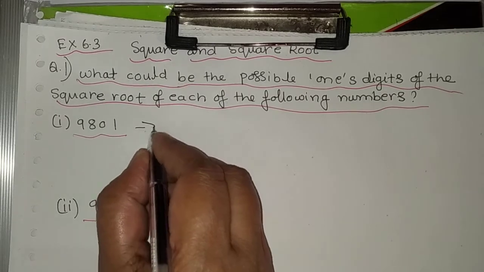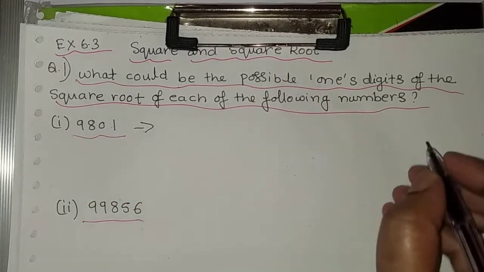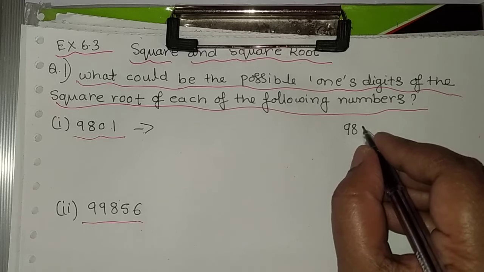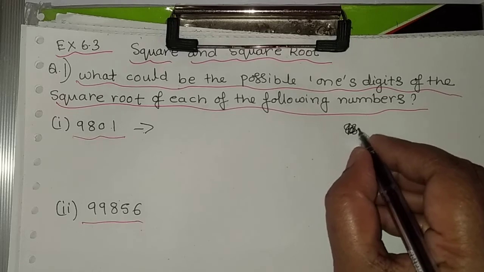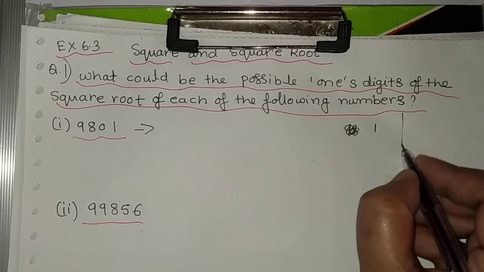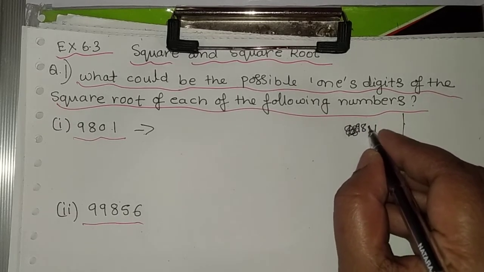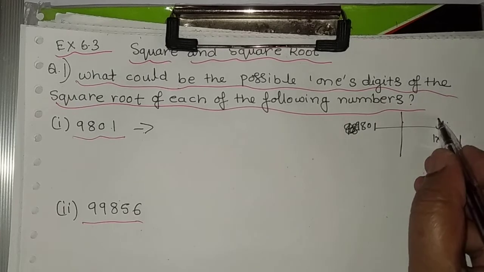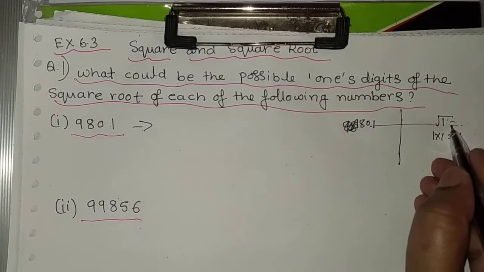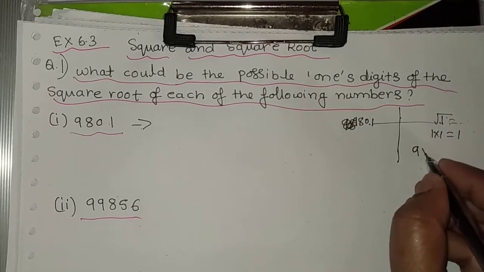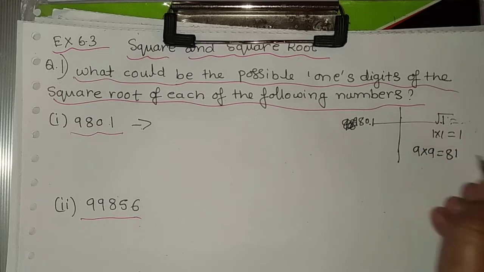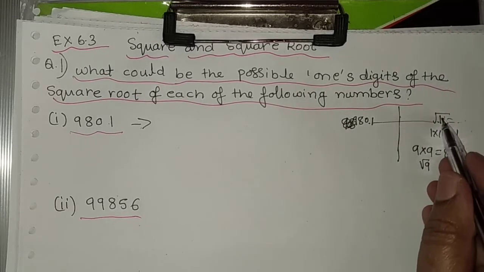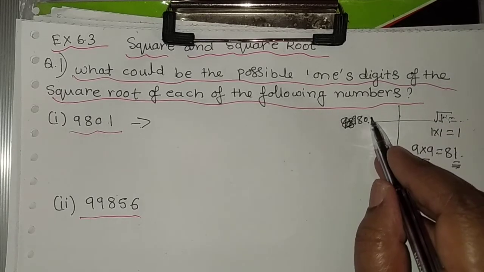First they have given this number, so we take the last digit. To find the square root of the number, we consider the last digit, which is 1. What is the square of 1? 1 into 1 is equal to 1 only. So the square root of 1 is 1. So either the answer should end in 1, or 9 into 9, which is 81. So 81 also gives the last digit 1. Therefore the square root of 81 is 9. So we have two answers for this. It may be the last digit.